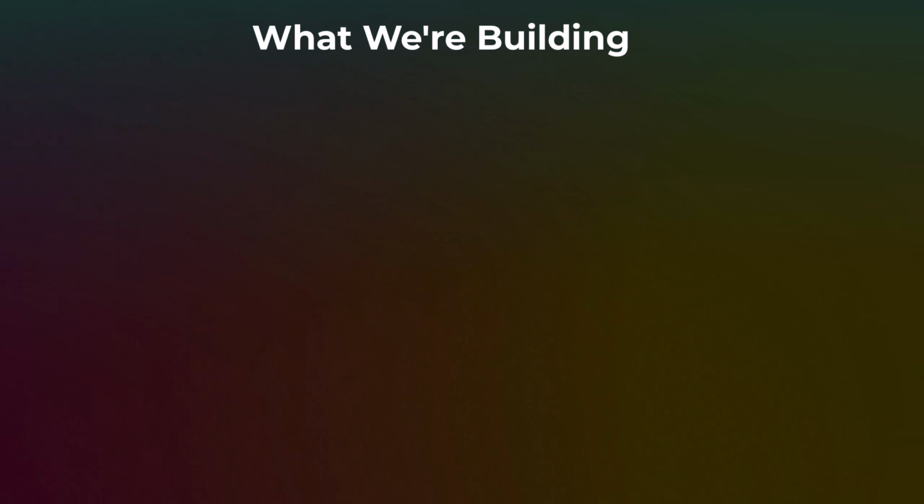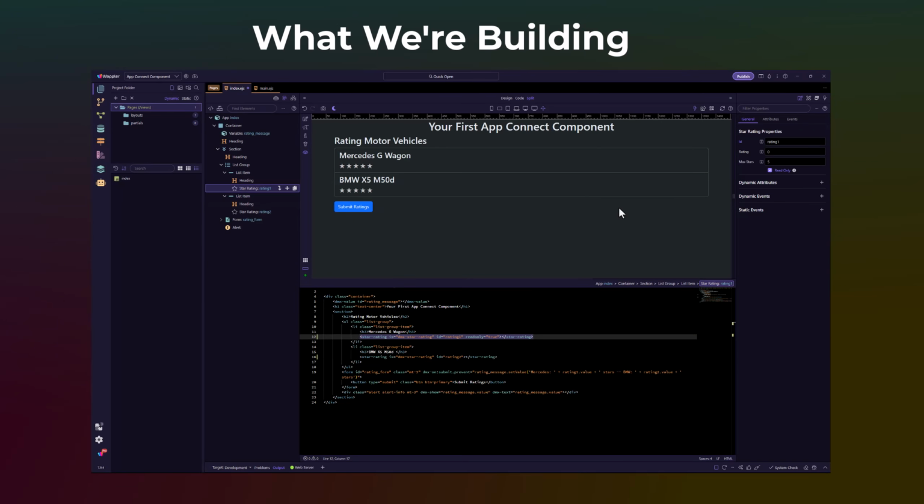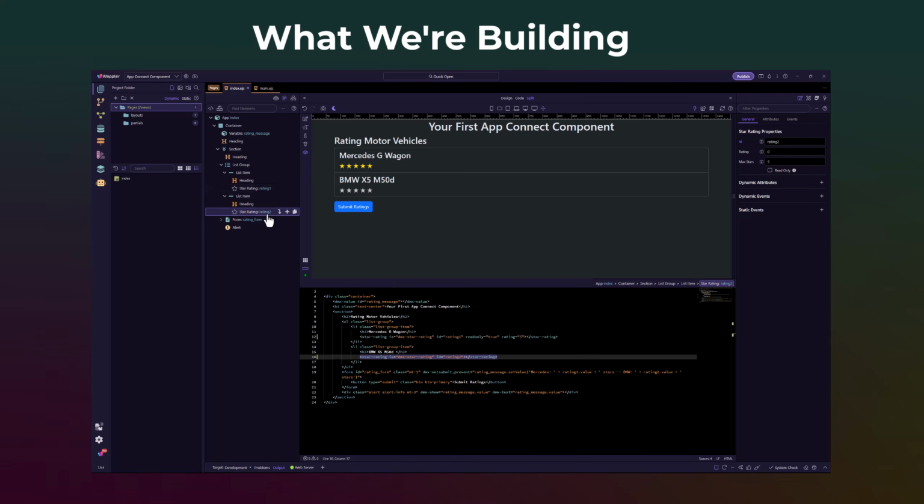So, what is the star rating widget actually going to do? It renders 1 to 5 stars, or however many you configure via the max property. It exposes a value property, bind DMX bind value to feed it data directly from a database query.